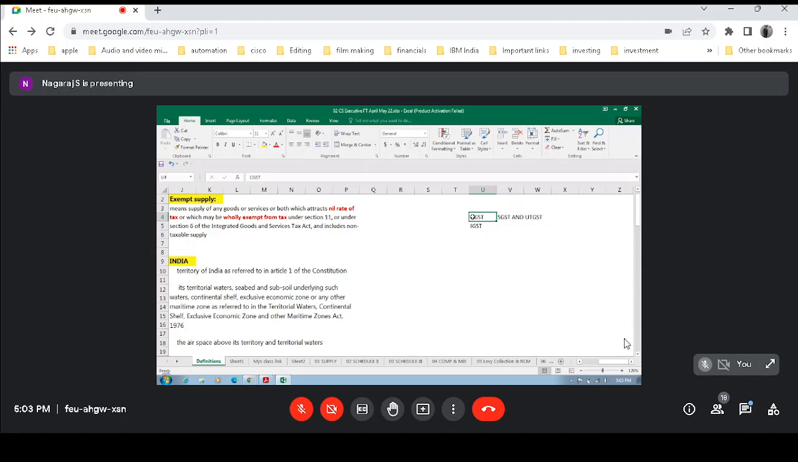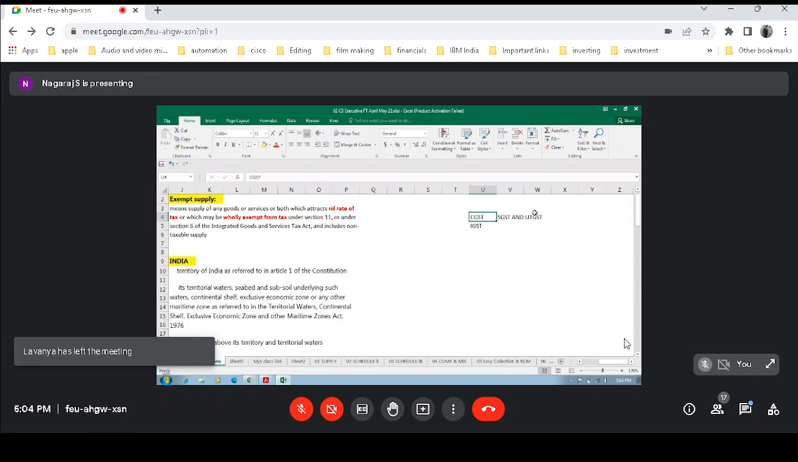Okay, in your syllabus also only these two acts are included, not these two. That means whatever we are going to study in CGST, the same thing is applicable for SGST also, UTGST also.